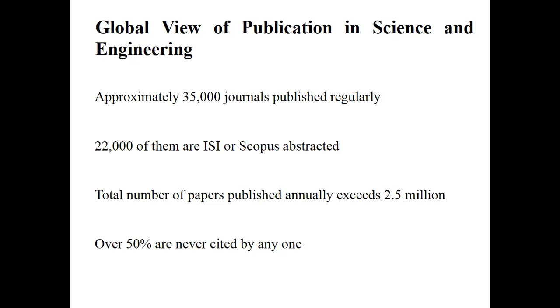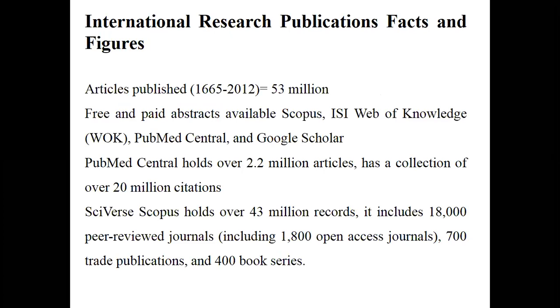And 50% of the papers never even get a citation, or sometimes people don't even open or study them. So your writing should be very important, so people read your work and give it attention. As for international research publication facts and figures, we have articles published from 1665 to 2012. It's almost 53 million articles, those free or paid, available on Scopus, ISI, Web of Science, PubMed Central, or Google Scholar.